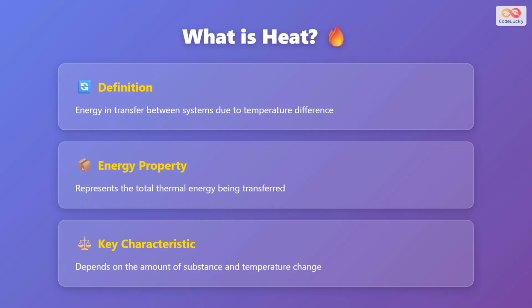Now let's talk about heat. Heat is energy in transfer between systems due to a temperature difference. It's not a property that objects possess, but rather energy that flows from hotter objects to cooler ones. Heat represents the total thermal energy being transferred. Unlike temperature, heat depends on both the amount of substance and the temperature change involved. This makes heat an extensive property, meaning it scales with the size of the system.